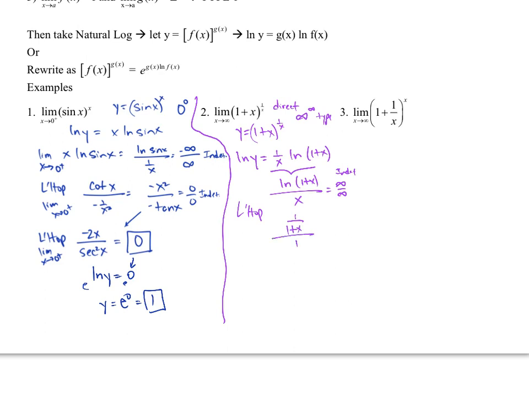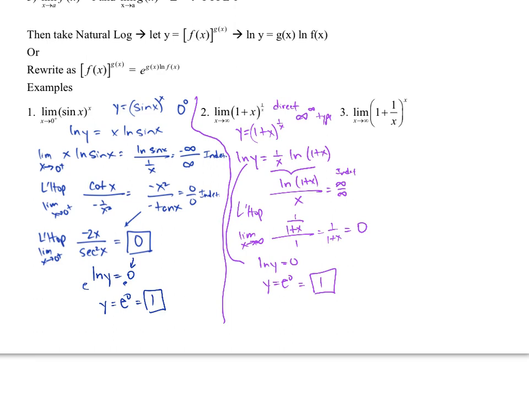So this ends up being the limit as x goes to infinity, right? You could just say that this is 1 over 1 plus x. So this ends up being 0. And I can take my equation from here. ln y equals 0. And I end up with y equals e to the 0 again, which is the same as the other one, which came out to be 1.